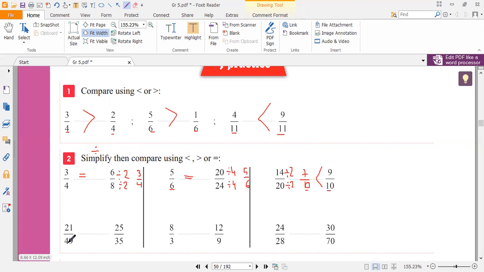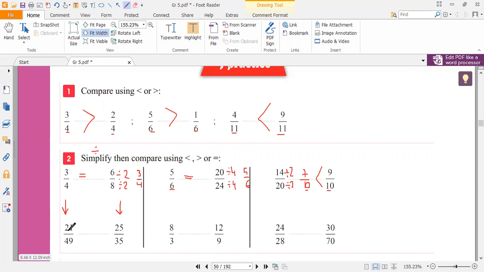Now here 21 over 49 and 25 over 35. Can I turn 49 into 35 or can I turn 35 into 49? No. So here I have to replace the two fractions by an equivalent fraction. Before, we replaced only one fraction by an equivalent fraction and we kept the other fraction as it is. Here we have to replace the two fractions by an equivalent fraction.